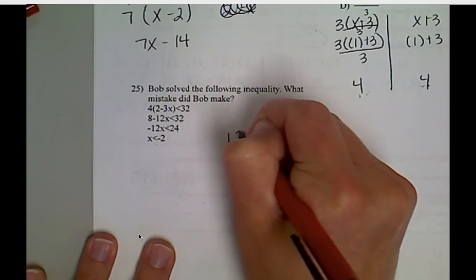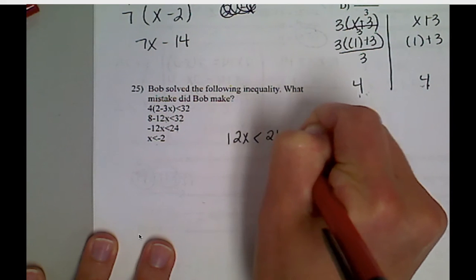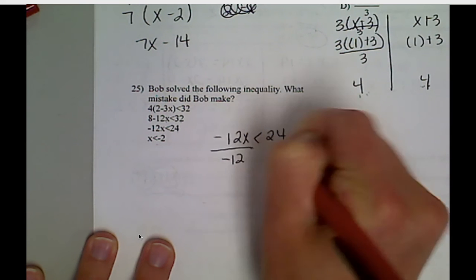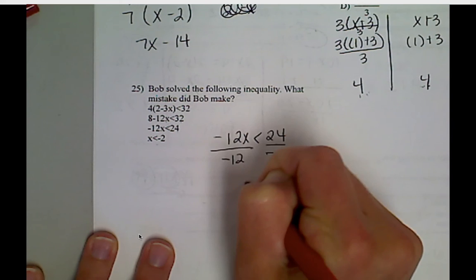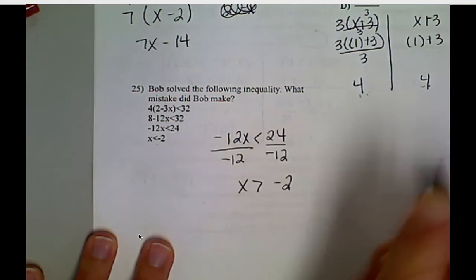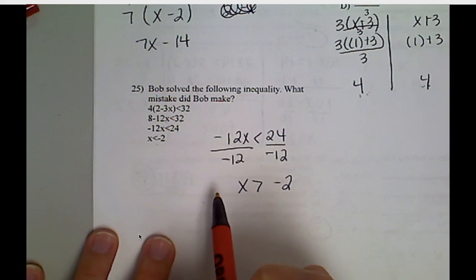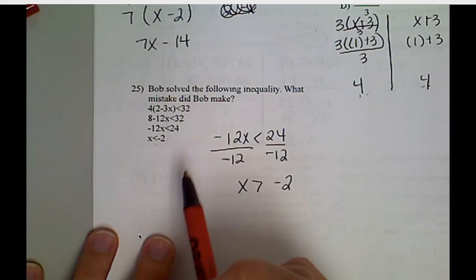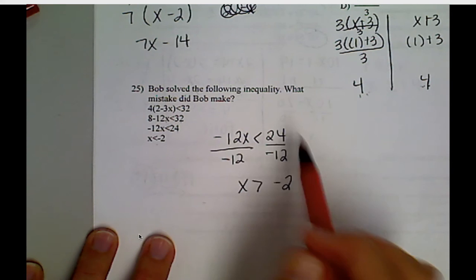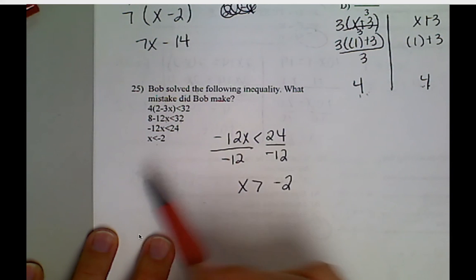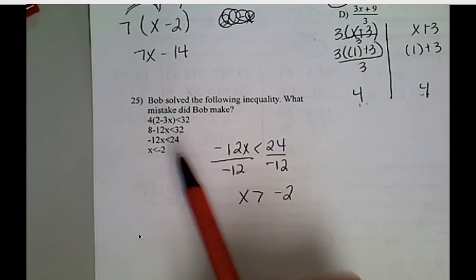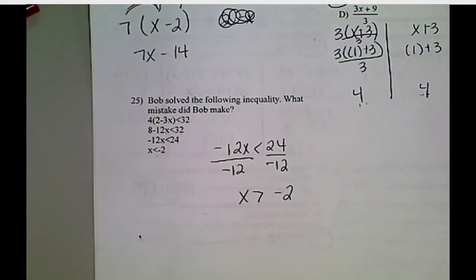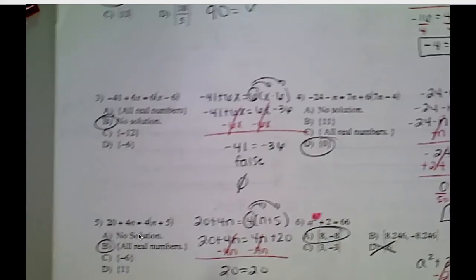So when you have negative 12x is less than 24, when you divide by negative 12, remember guys, you need to flip your sign. Okay, so the negative 2 is right, but you've got to flip your sign. So tomorrow what I want you to do is show the step that he messed up, and it would be good if you just worked the whole thing out. But regardless, you need to write in words what mistake he made, and he forgot to flip the sign in this situation. So I hope that helps you out.